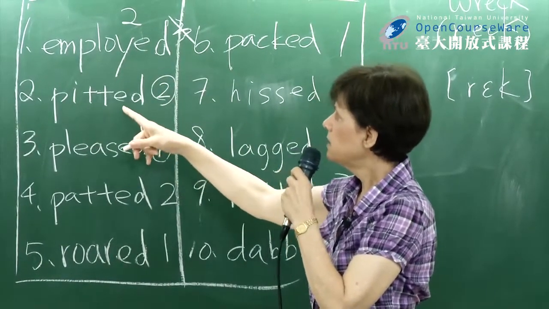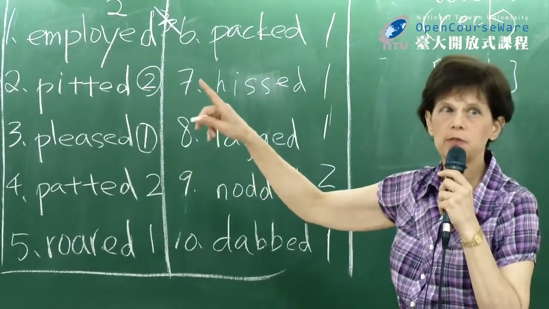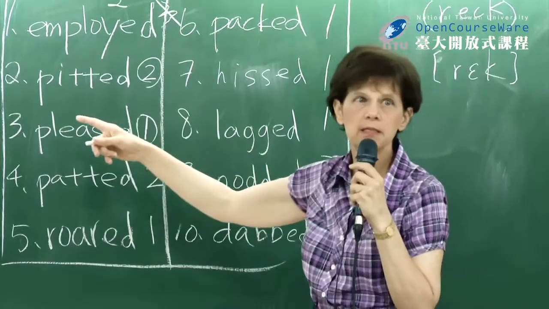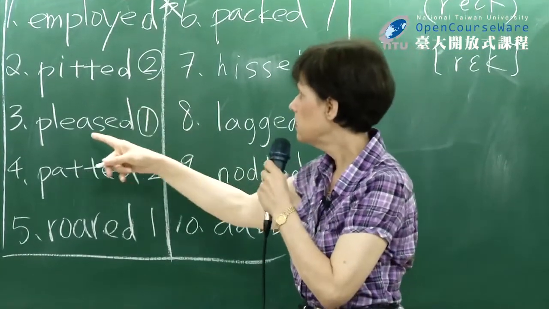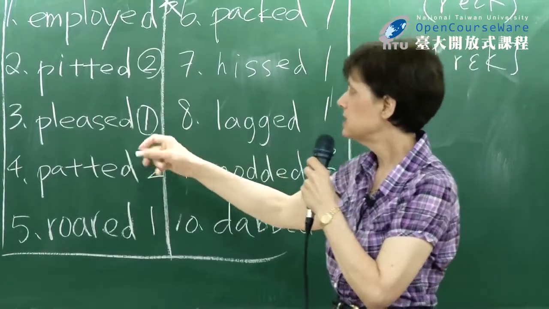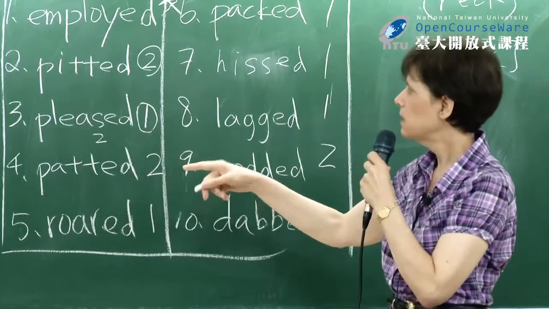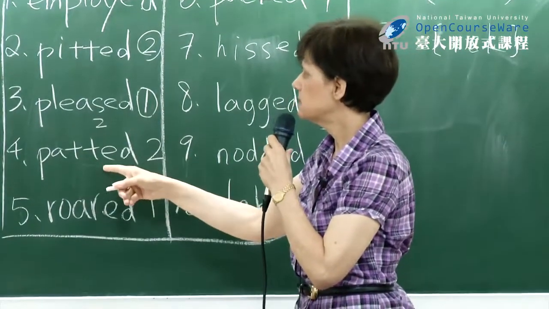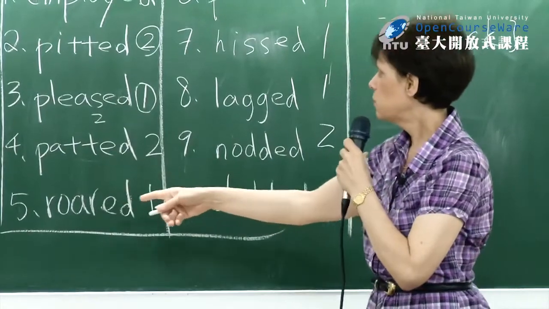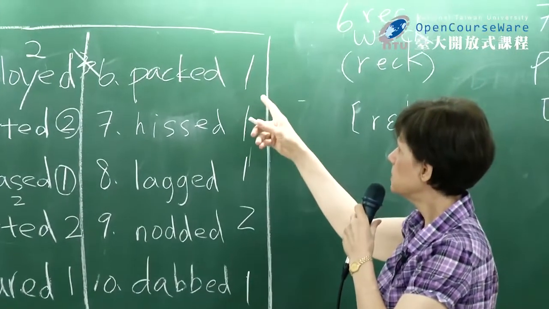And then for this one, it ends with a T. So we add another syllable. We put a schwa in there. We say pitted. Pitted. How many syllables? That's correct. Three? Pleased. This is a Z and this is a D sound. One syllable. Four? Padded. How many syllables? Two, because it's got a T. And then roared is one, correct? Six, packed is one, correct?